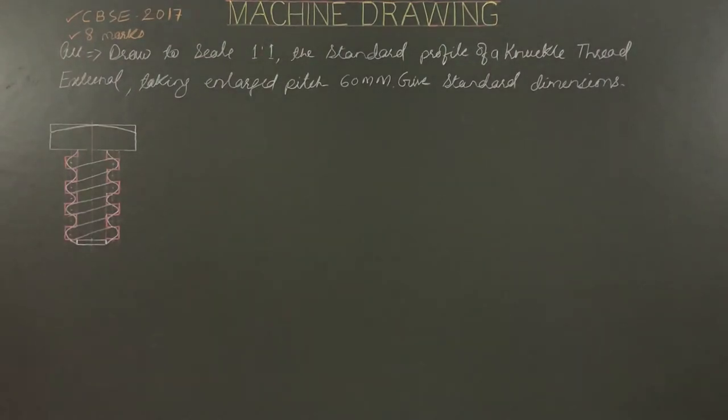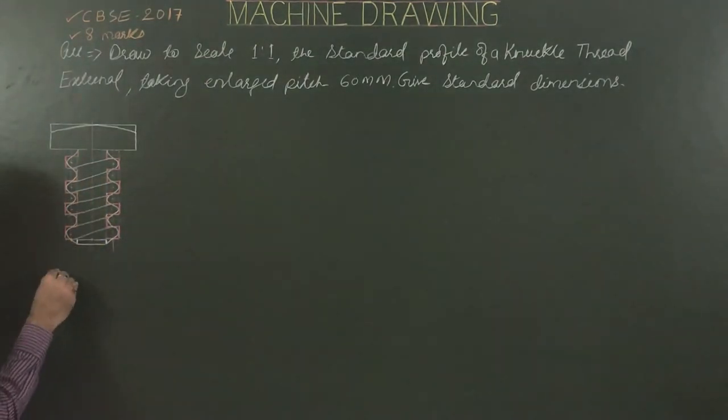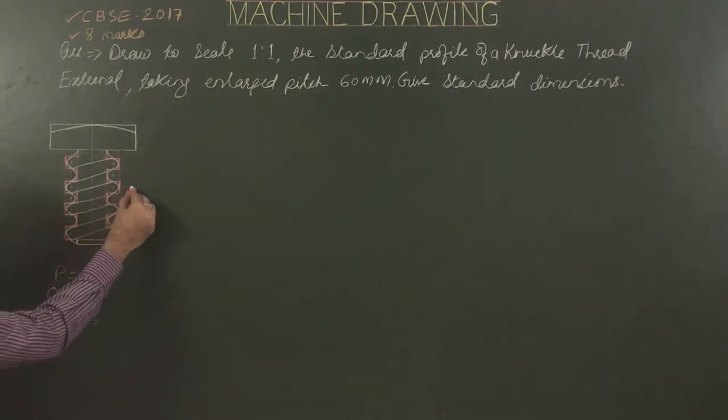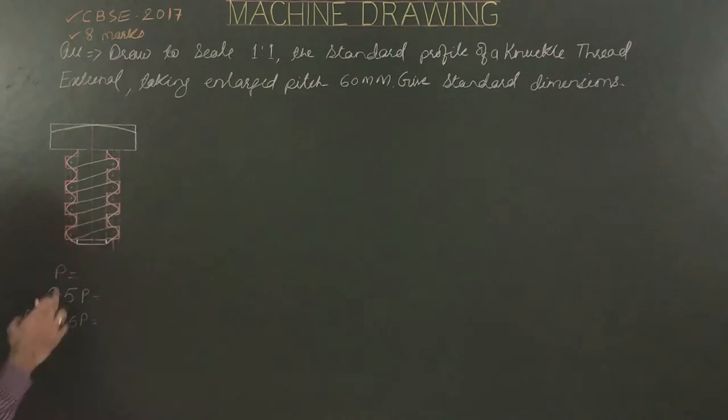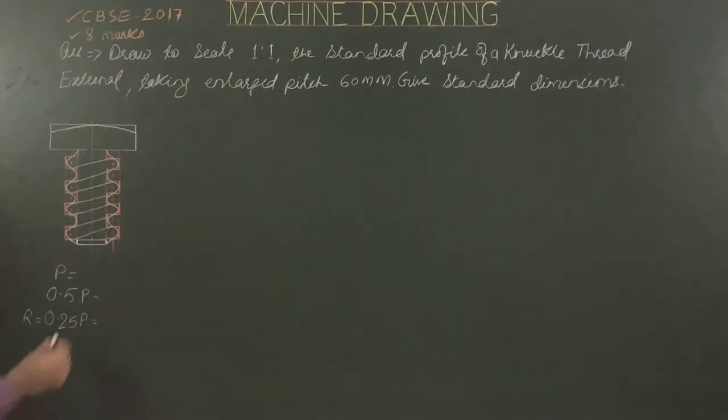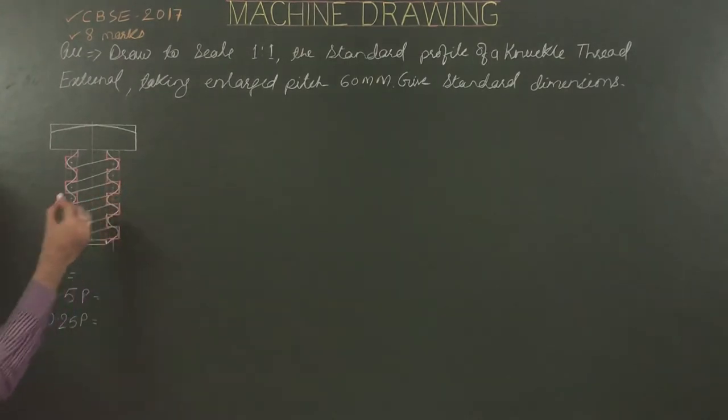Right. So for knuckle profile, standard dimensions are pitch, then half of pitch, 0.5 of p, and 0.25 of pitch. This is radius. From first center to the corresponding center is pitch, half of pitch, wall or total depth is half of pitch, 0.5p, and radius for crests and roots, or simply radius for these flanks, is 0.25 of p.